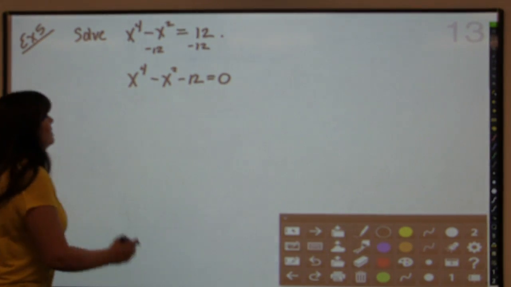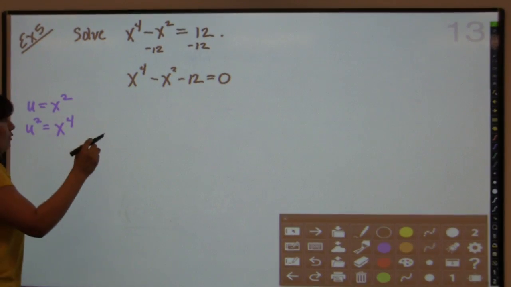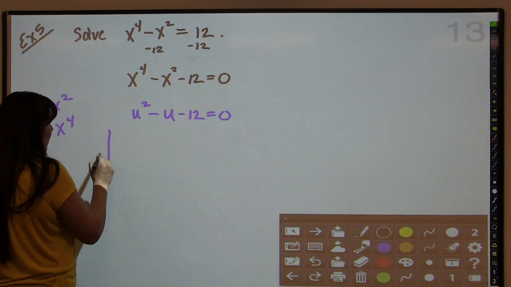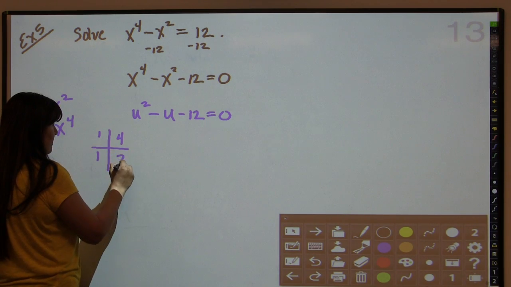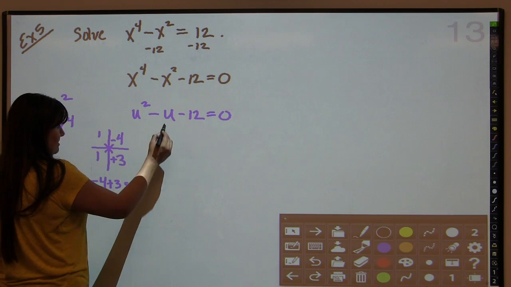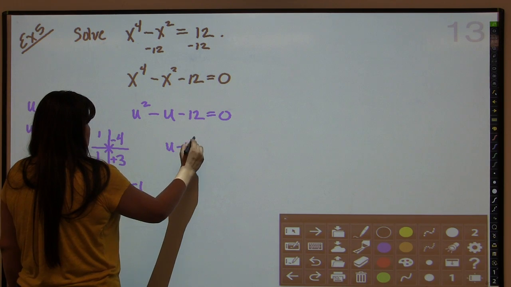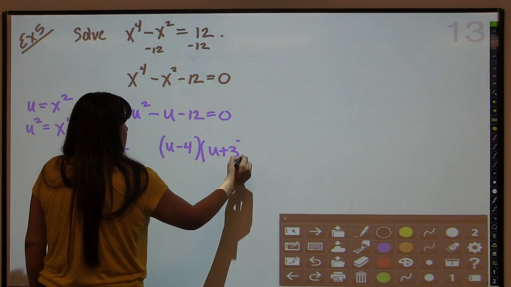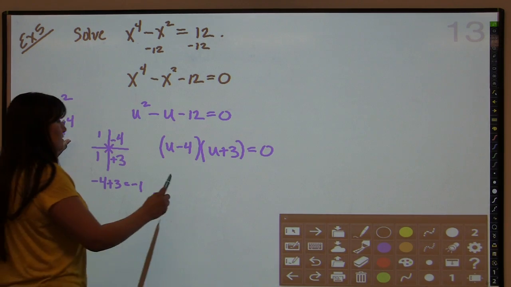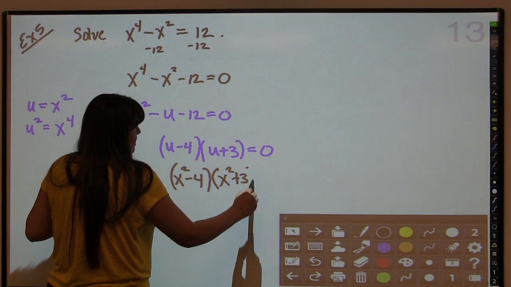So I have to make a substitution. So I will say that u equals x squared. So then u squared equals x to the fourth. I will rewrite my problem as u squared minus u minus 12 equal to 0. And when I factor that, 1, 1, we're going to use 4 and 3. And if I use negative 4 and a positive 3, I will get negative 4 plus 3, which is negative 1, and that's the middle term. So my factorization will be u minus 4 times u plus 3 equal to 0. And again, like we said earlier, we need to go back and replace the u with the x squared. So now we're going to have x squared minus 4 and x squared plus 3 equal to 0.